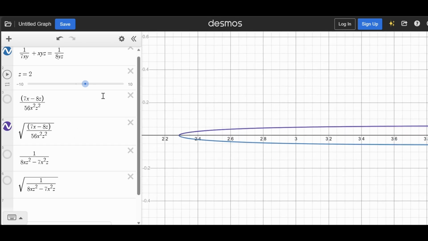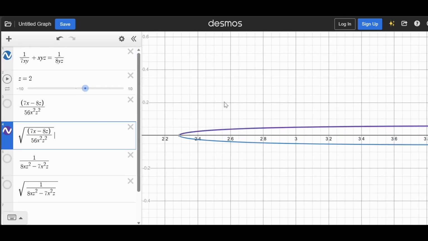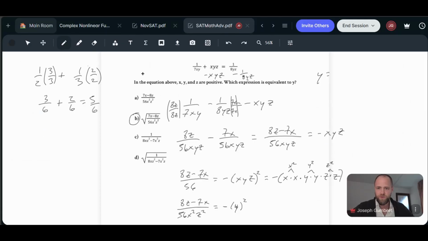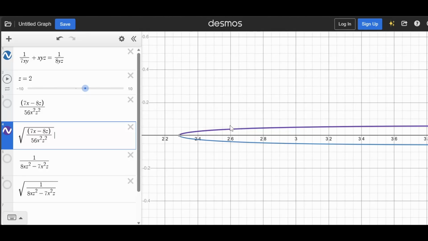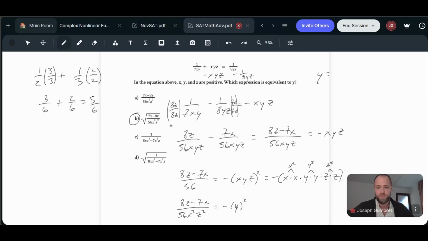And the reason it was only equivalent for that first part is because here in the question it says in the equation above x, y, and z are positive. So this is covering only the positive values. And so yeah, that looks great. And so we still get B as the correct answer.